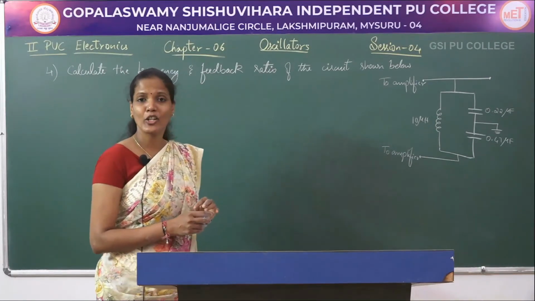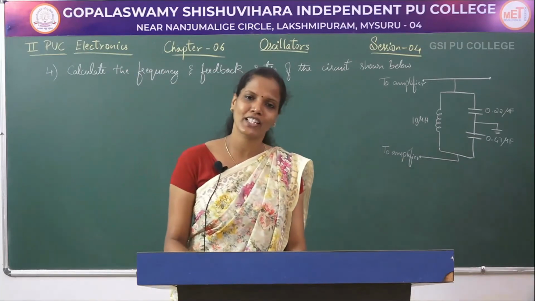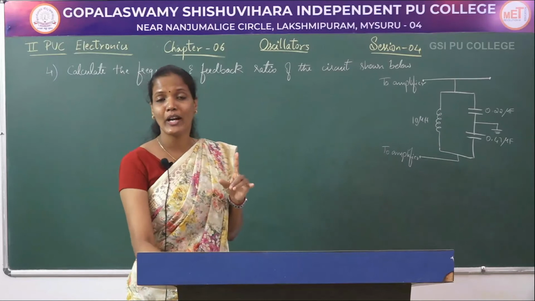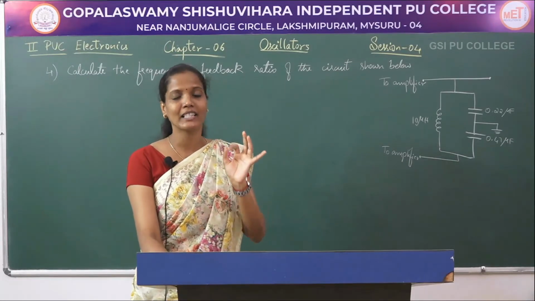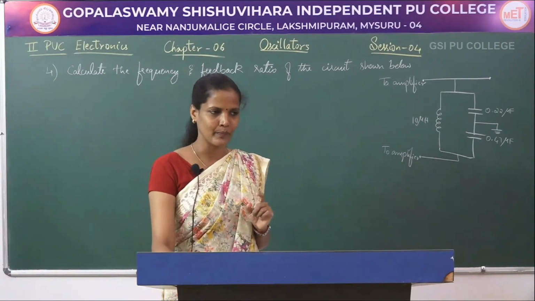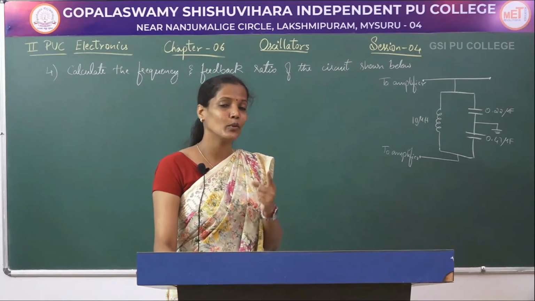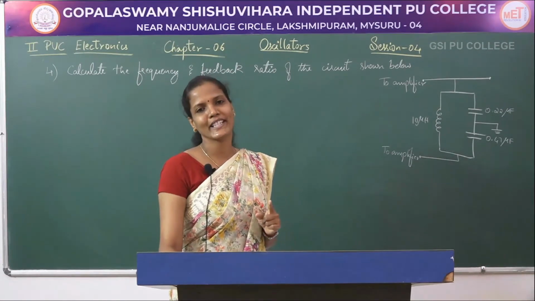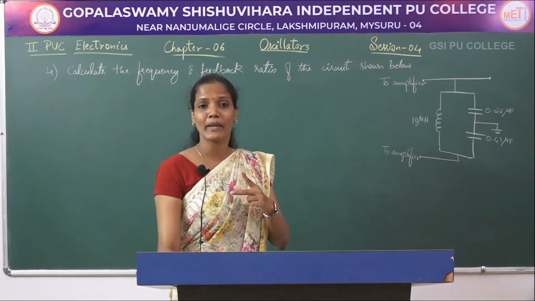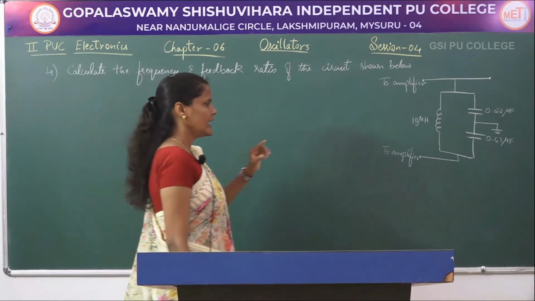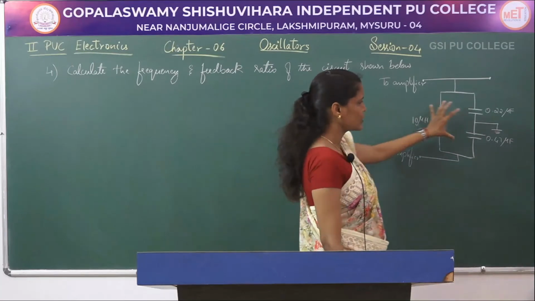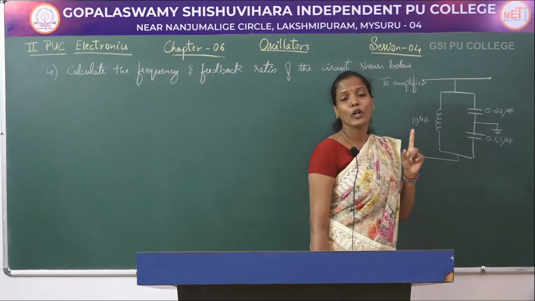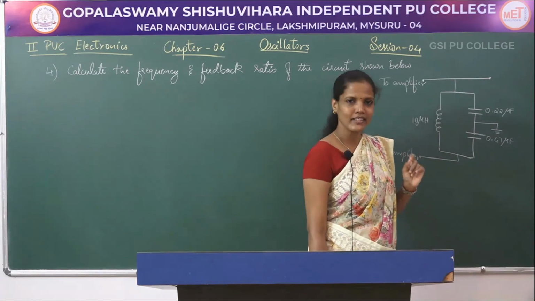Here they have not mentioned whether it is a Colpitts oscillator or a Hartley oscillator, but looking into the tank circuit, you have to identify whether it is a Hartley oscillator or Colpitts oscillator. In a Hartley oscillator, we will be having 2 inductors and 1 capacitance, and in a Colpitts oscillator, we will be having 2 capacitors and 1 inductor. In this particular problem, they have given 2 capacitors and 1 inductor. So this is a Colpitts oscillator's tank circuit.